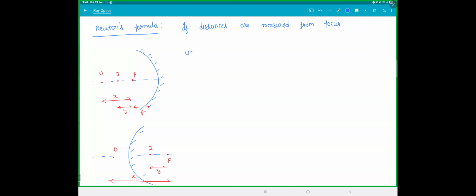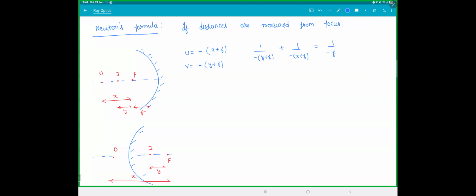For the concave, u will be minus of x plus f. V will be minus of y plus f. So when I substitute the formula, I'll get 1 by v minus y by f minus x plus f. And remember, even the focal length is negative for concave. Minus f. So it is f backward.